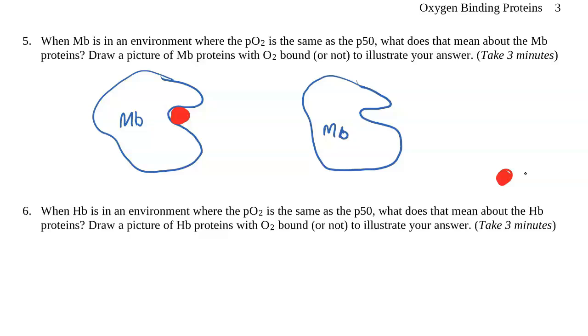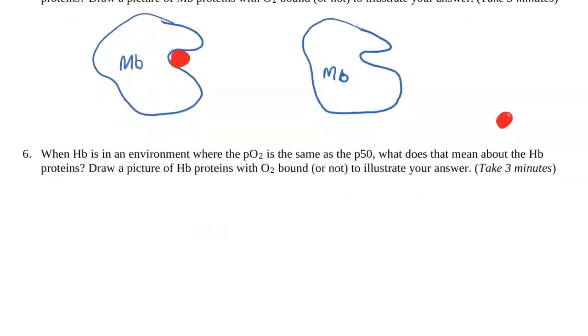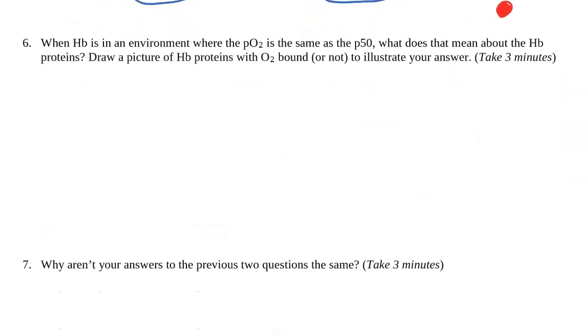Obviously, there are hundreds, thousands, millions of myoglobins, so the P50 is a statistical thing. Some of them are filled, some of them are not filled. At the P50, it's 50% filled. So let's move on to the next question. Now you have a better idea of what you're going to draw.